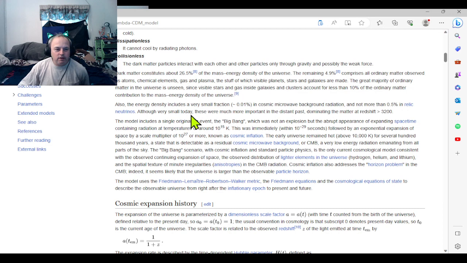So the model includes a single originating event, the Big Bang, which was not an explosion, but the abrupt appearance of expanding space-time containing radiation and temperatures, that was immediately followed by an exponential expansion of space by a scale multiplier or more, known as cosmic inflation. The early universe remained hot for several 100,000 years, a state that is a residual cosmic low energy emanating from all parts of the sky.